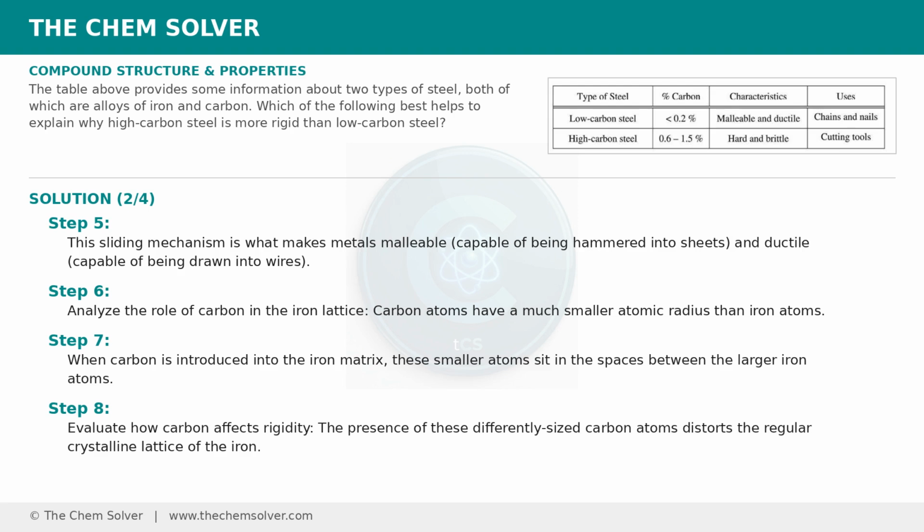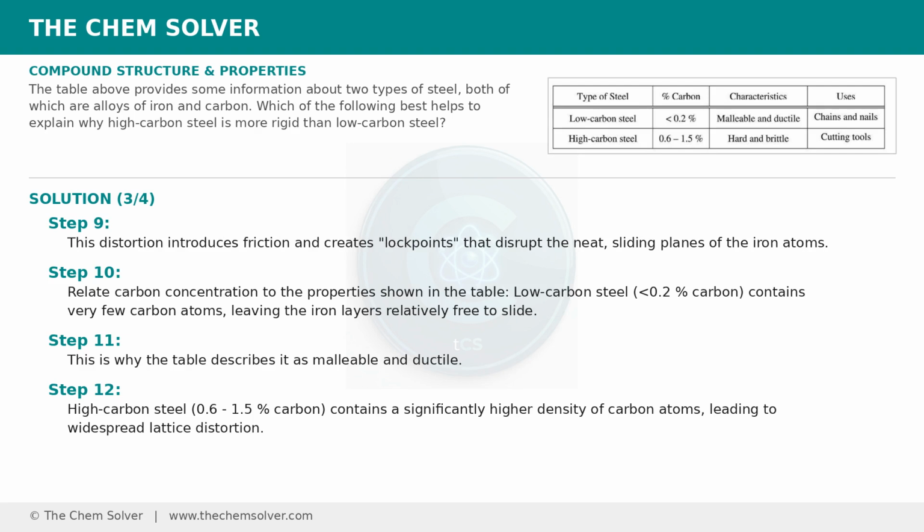Evaluate how carbon affects rigidity. The presence of these differently sized carbon atoms distorts the regular crystalline lattice of the iron. This distortion introduces friction and creates lock points that disrupt the neat, sliding planes of the iron atoms.